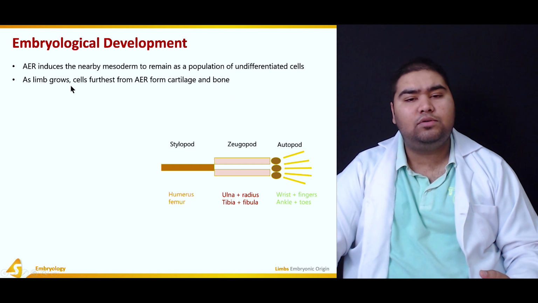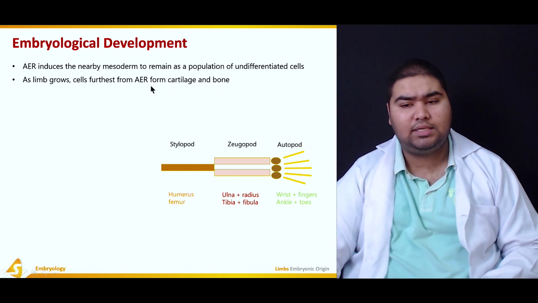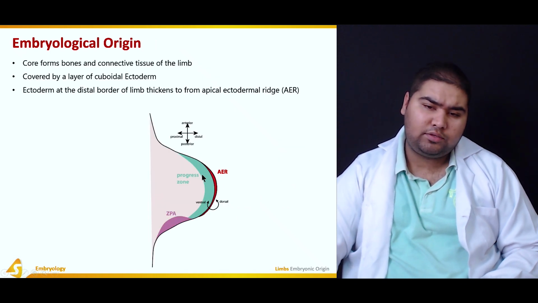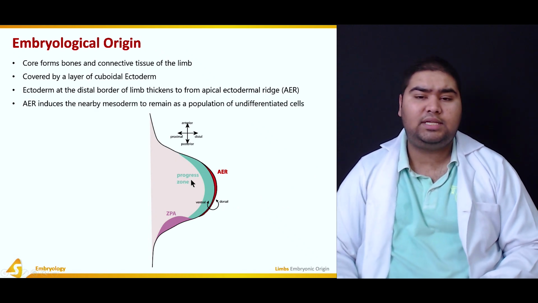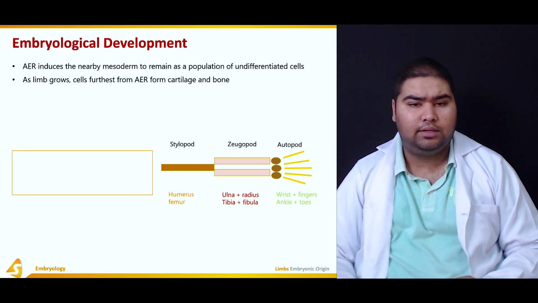As the limb grows, cells furthest from the apical ectodermal ridge form cartilage and bone. Here you can see the limb is growing. This is the progress zone. So the cells which are further from the progress zone tend to form the cartilage and the bone.